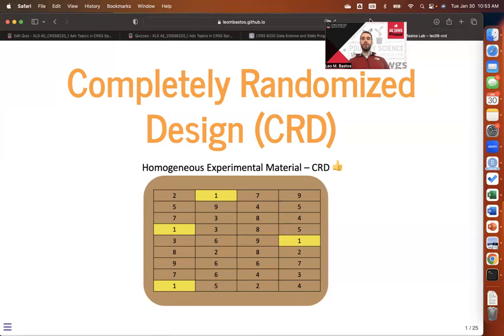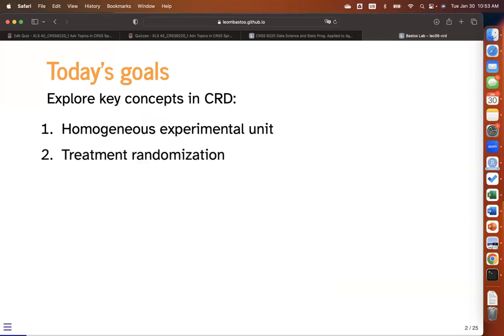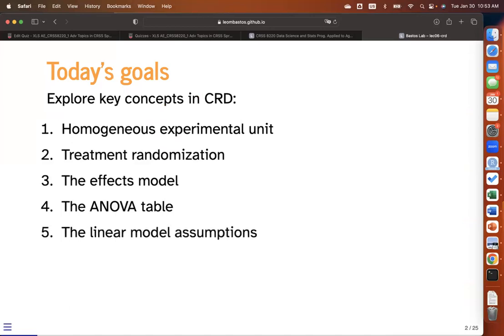Okay, so, as we talked about, we're going to be going through the workflow of two different experimental designs. CRD is the first one of them, so let's get into that. The goals of this lecture are to talk again about homogeneous experimental unit, treatment randomization, the effects model, the ANOVA table, and the linear model assumptions.